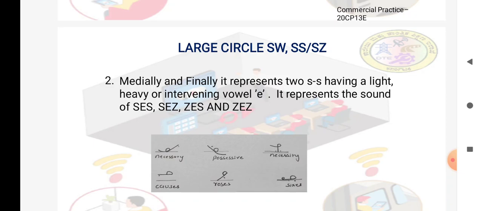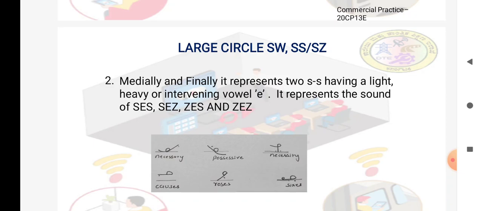Take up the examples. First example, necessary. Look at the word necessary. There is a middle ses here. Next example, possessive. There are two S's in the middle. Third example, necessity. You see two S's there.